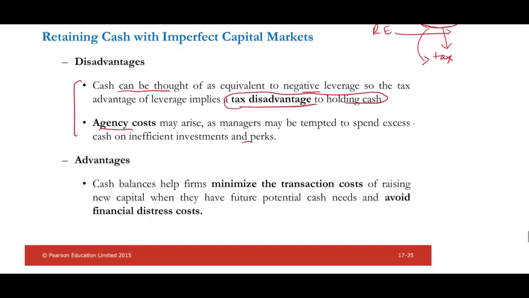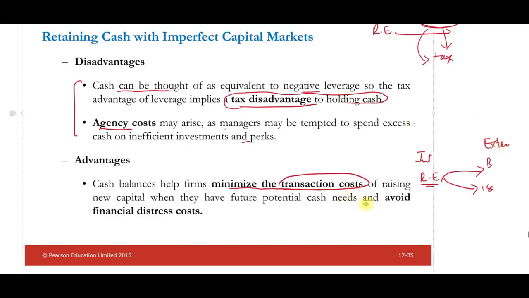So what are the advantages? When the company holds more cash, it can minimize the transaction cost of raising new capital. When a company wants to invest and already has some excess cash retained, it can use these retained earnings for the investment. So the company does not need to borrow from the bank or issue equity. Okay, so the company may avoid or minimize the transaction cost of raising external financing. This is internal financing, so the company can reduce the cost of external financing.